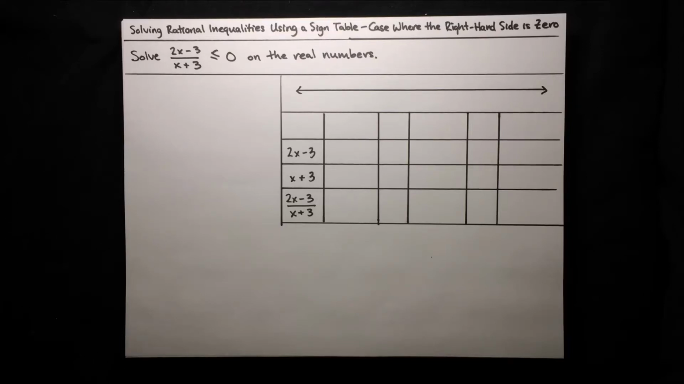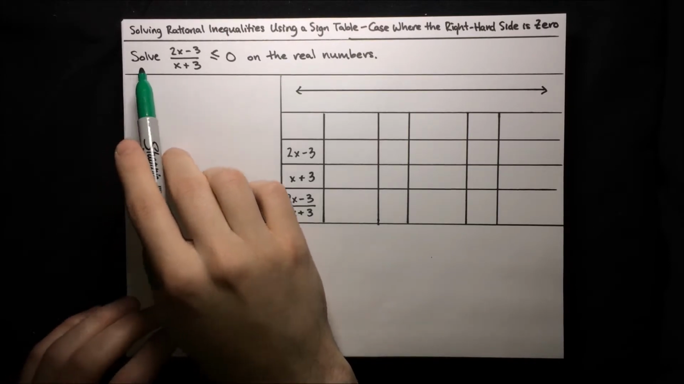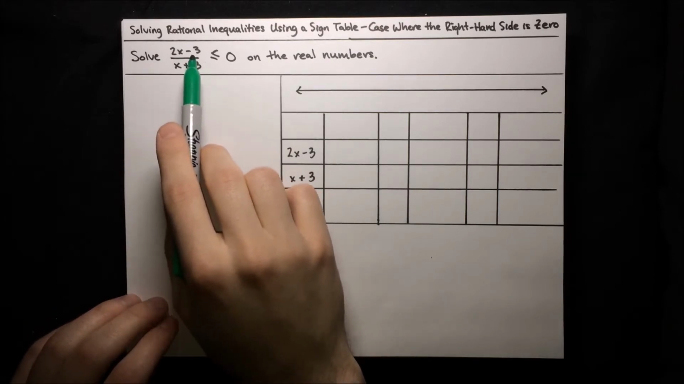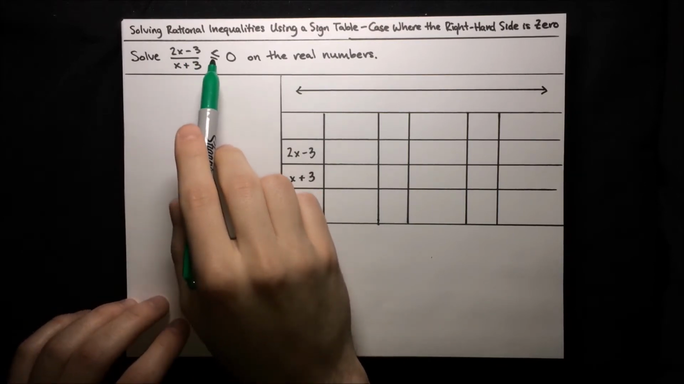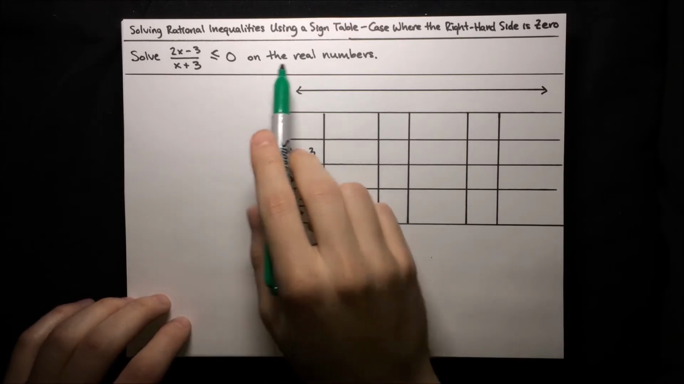In this video, I'm going to show you how to solve rational inequalities using the sign table. In particular, we're going to consider the case where the right-hand side is 0. So here we want to solve this rational inequality: (2x - 3)/(x + 3) is less than or equal to 0 on the real numbers.